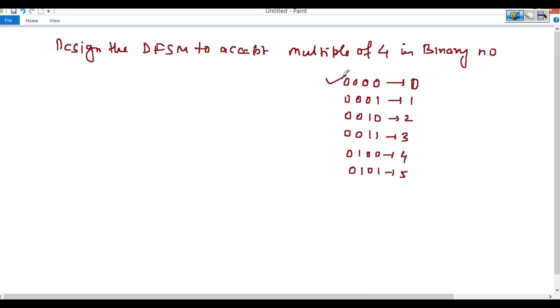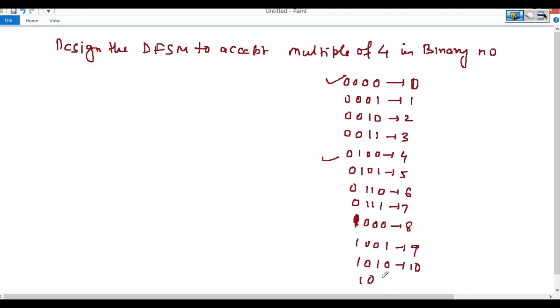So you can write that this should be accepted, this should be accepted. 0 1 1 0 is 6, 0 1 1 1 is 7, 1 0 0 0 is 8, 1 0 0 1 is 9, 1 0 1 0 is 10, 1 0 1 1 is 11, 1 1 0 0 is 12, 1 1 0 1 is 13, 1 1 1 0 is 14, and 1 1 1 1 is 15.